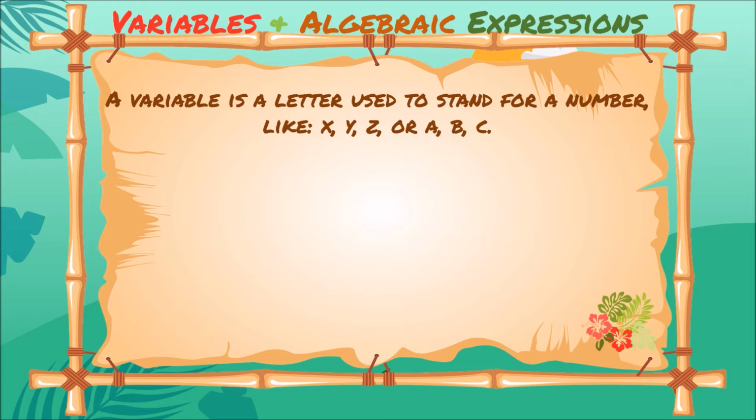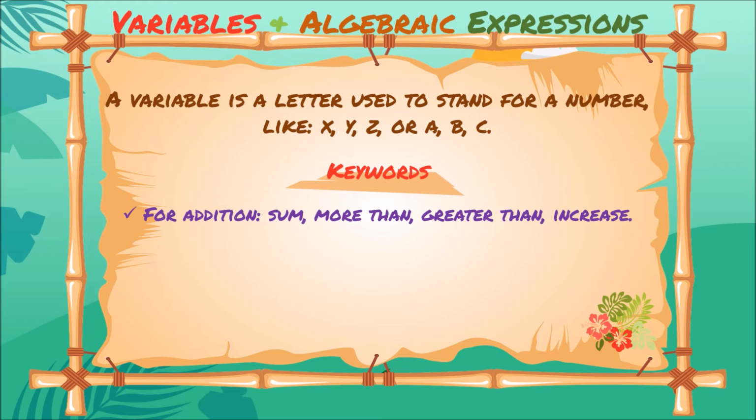A variable is a letter used to stand for a number, like x, y, z, or a, b, c. Variables are used to change verbal expressions into algebraic expressions, that is, expressions that are composed of letters that stand for numbers. Keywords that can help you translate words into letters and numbers include sum, more than, greater than, increase.